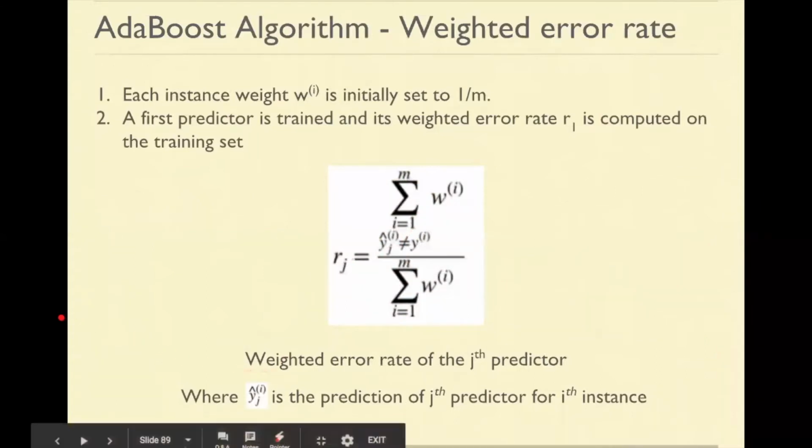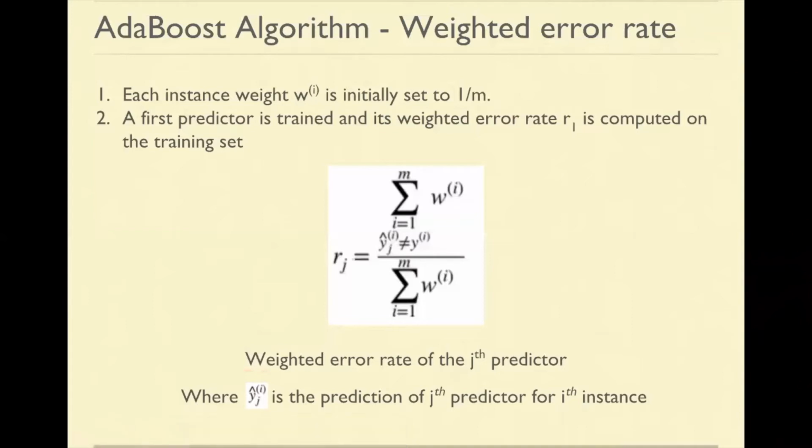Okay, question from Gopi: zero is good as it's counting the misclassified instances in the numerator. Yes, zero is good.